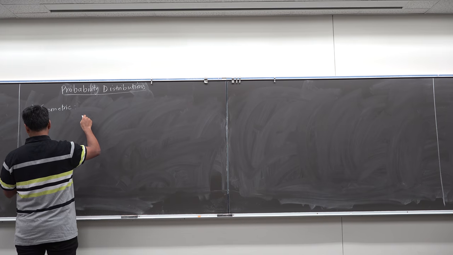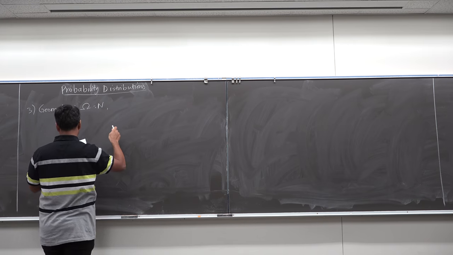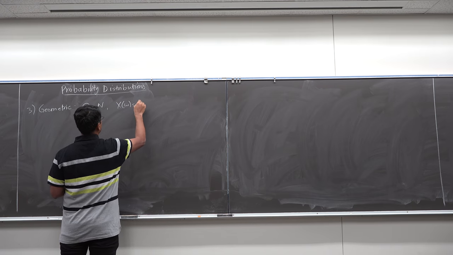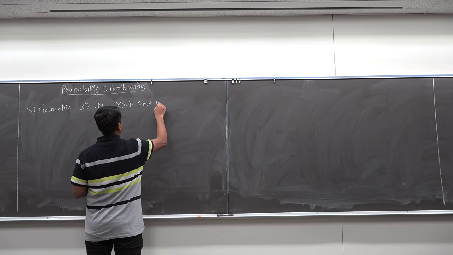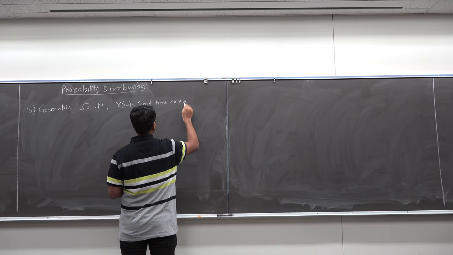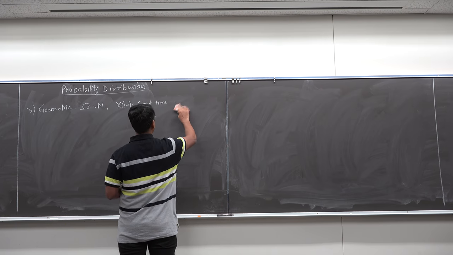And here omega is n, and basically the X of omega is the first time an event happens, the first time success is recorded.